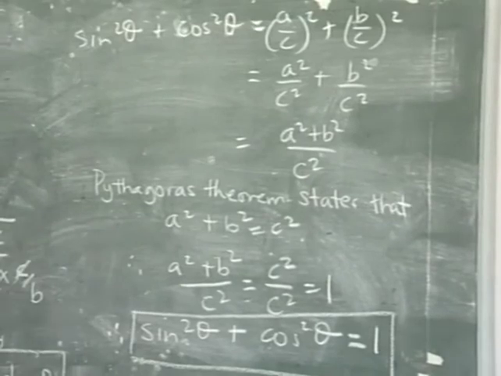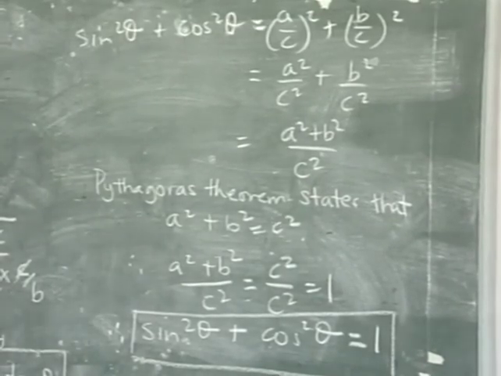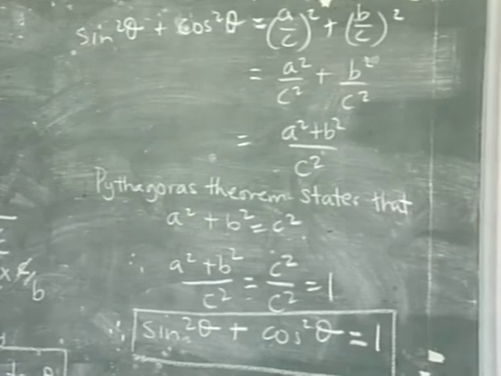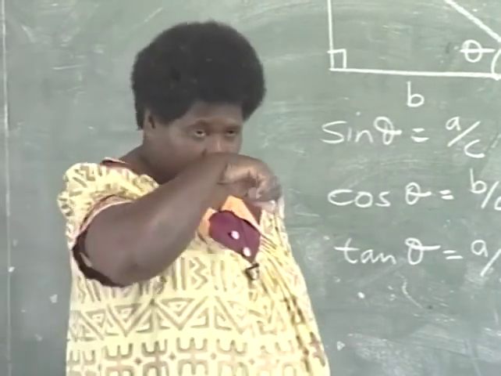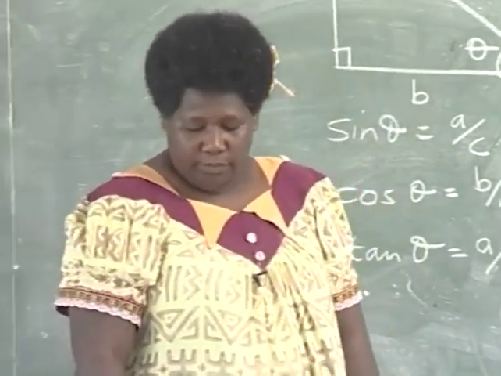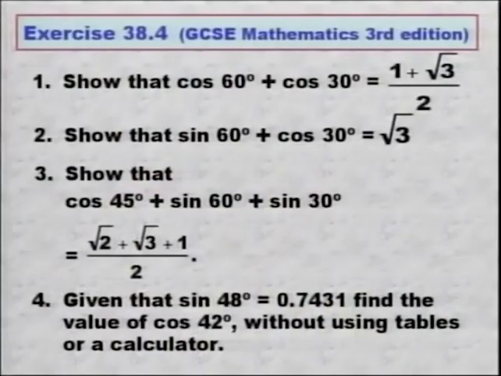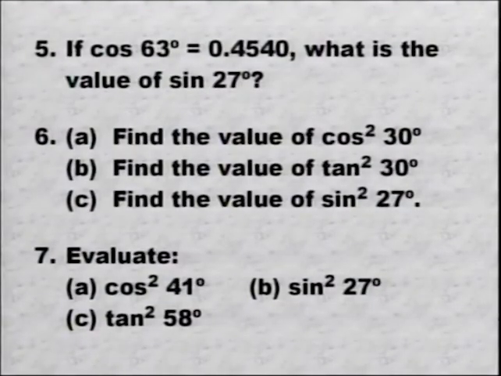Did you complete questions 1 to 9 in the other exercise? Okay, because 1, 2, and 3 needs you to show that that's true. I'm going to give you the answers to 4 and maybe 1 or 2 more before we go. Okay, 4, you should say that cos 42 is the same as sine 48 because they are complementary angles, and the answer is 0.7431. Number 5, sine 27 is the same as cos 63, which is 0.4540.